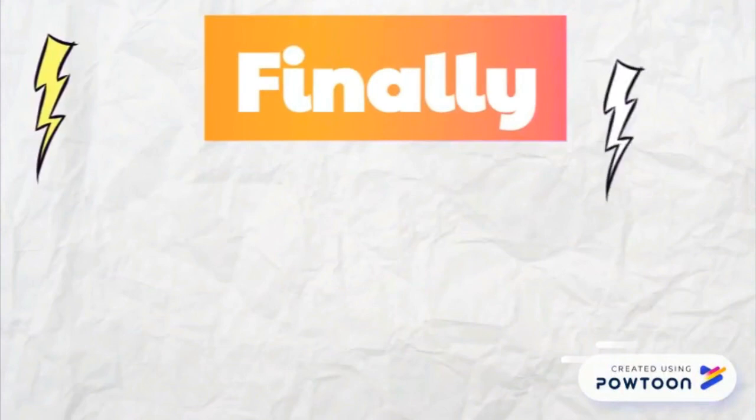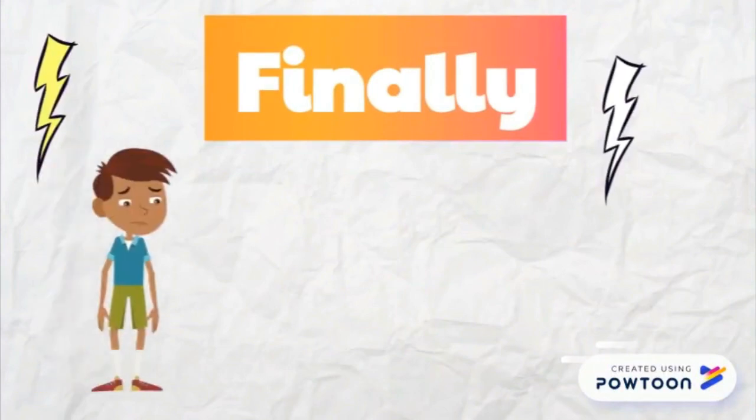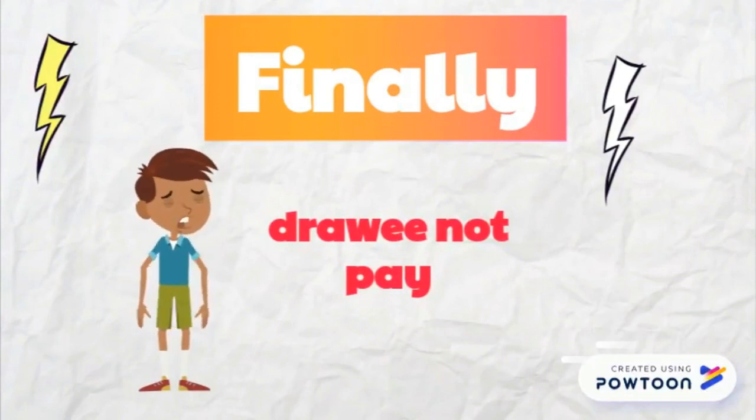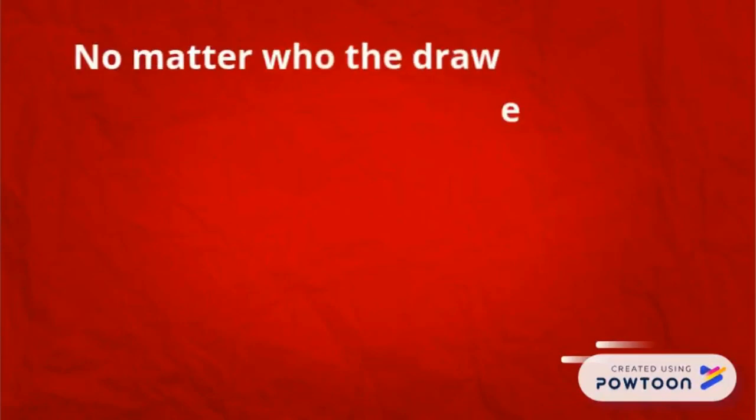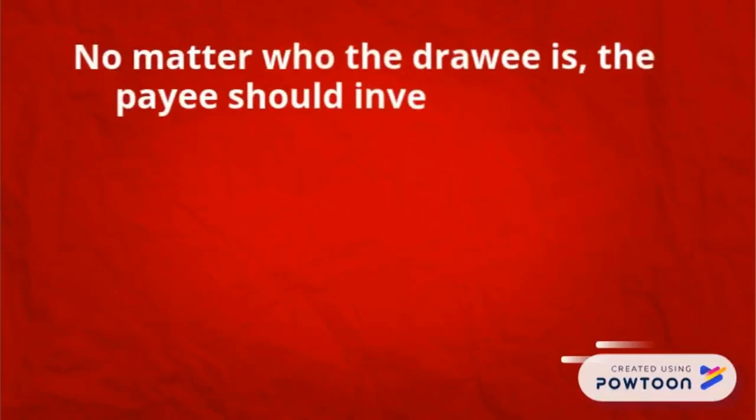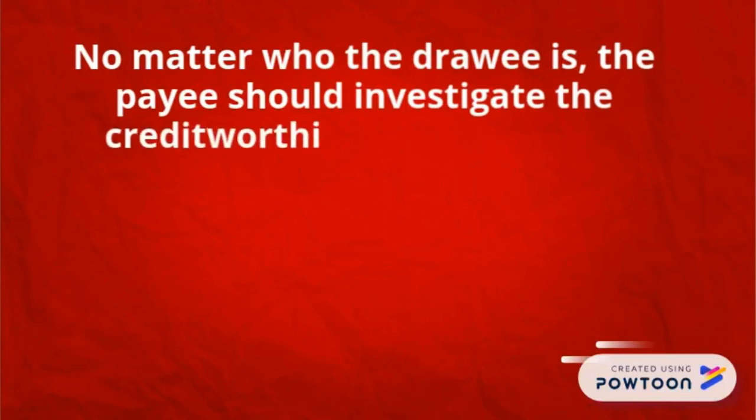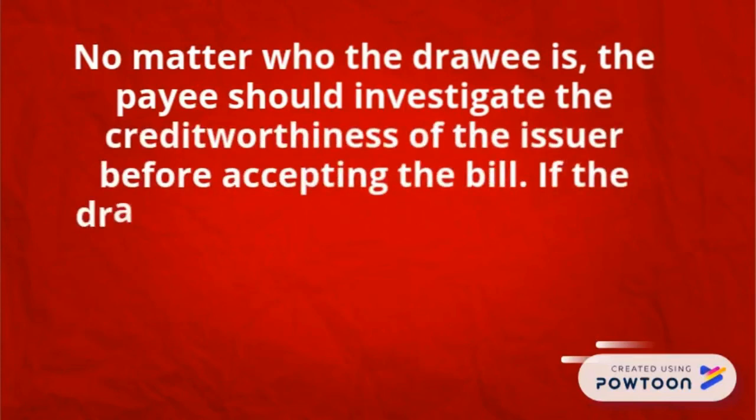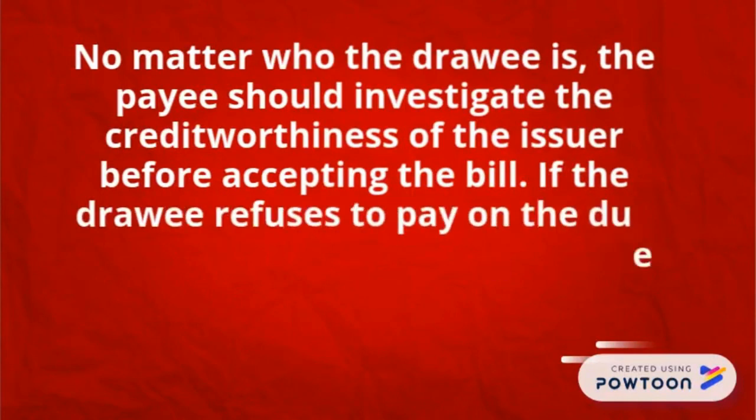Finally, if an entity accepts a bill of exchange, the risk is that the drawee may not pay. This is a particular concern if the drawee is a person or non-bank. Also, no matter who draws, the payee should investigate the creditworthiness of the drawee before accepting the bill. If the drawee refuses to pay on the due date of the bill, then the bill is said to be dishonored.